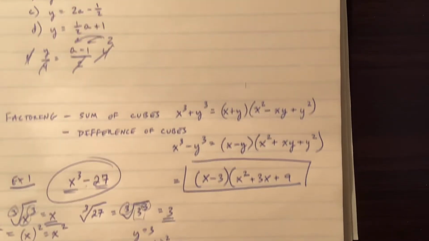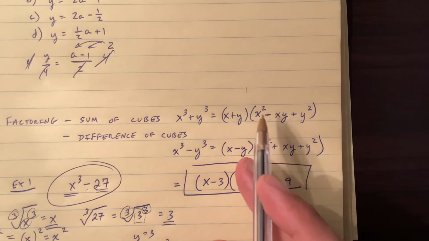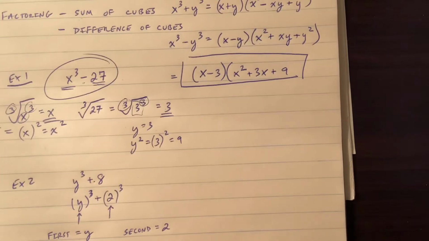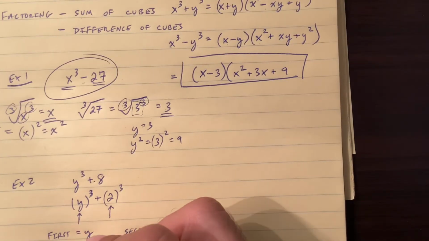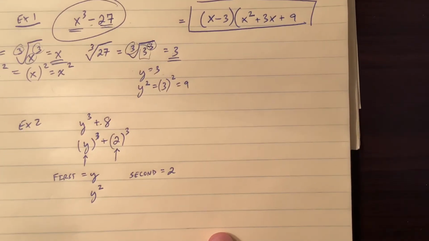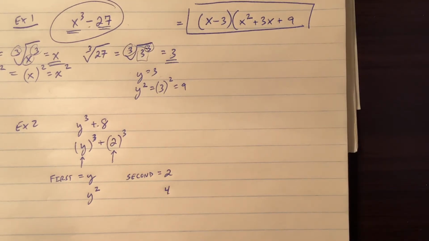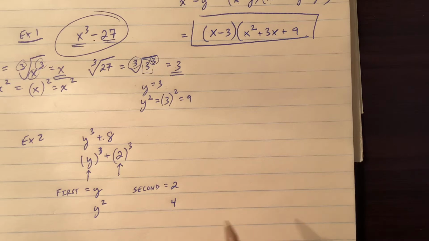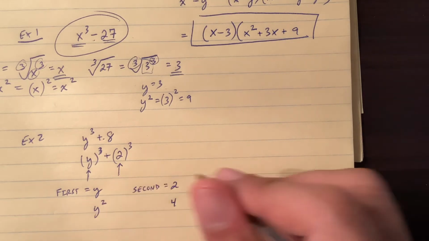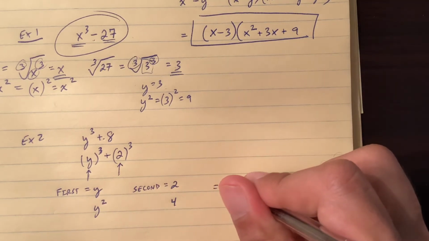And just like our formula says, we need to square the first term. We need to square the second term. So the first term squared will be y squared. The second term squared will be 4. And now we're going to take the product of the first and the second. The product of the first and second, y times 2, is equal to 2y.